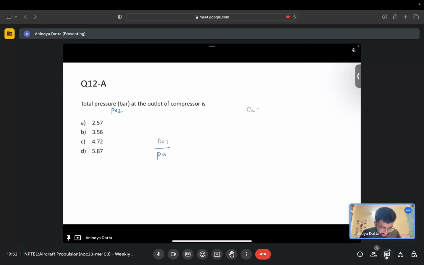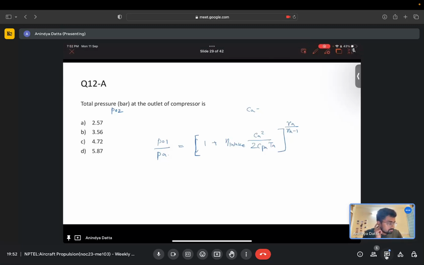So this is the relation: P01 by PA is equal to (1 plus eta intake times CA squared by 2 CPA times TA) all to the power gamma A by gamma A minus 1. If you remember the last class, this is the expression for the stagnation pressure ratio across the intake, the stagnation pressure at the exit of the intake divided by the ambient pressure. I have to find CA first.